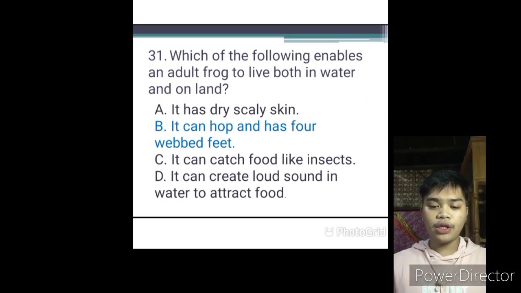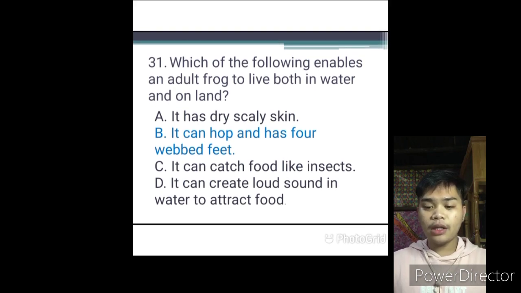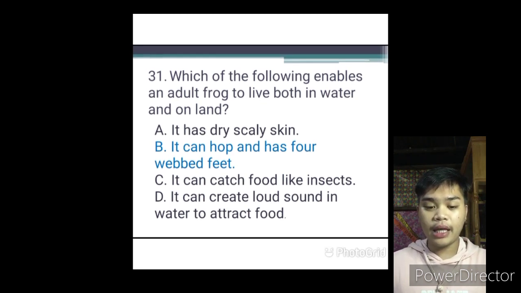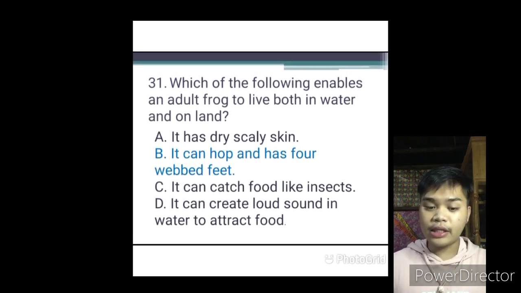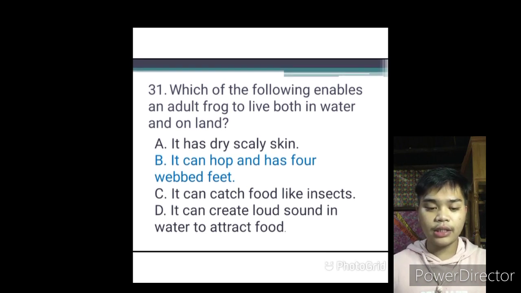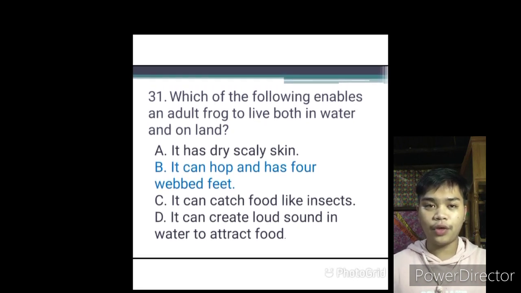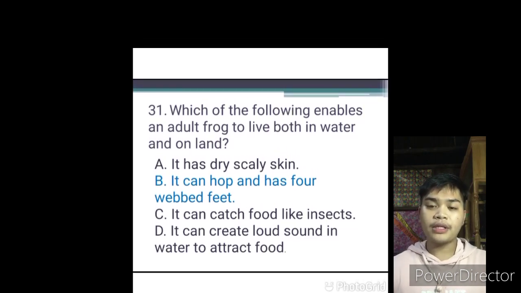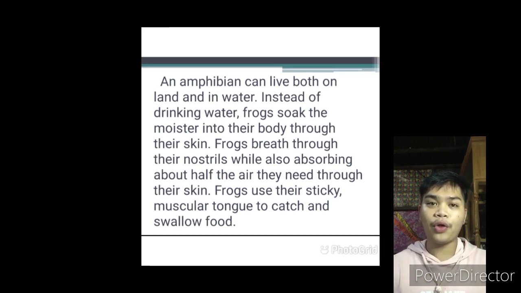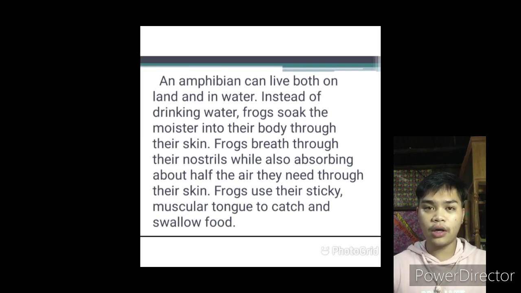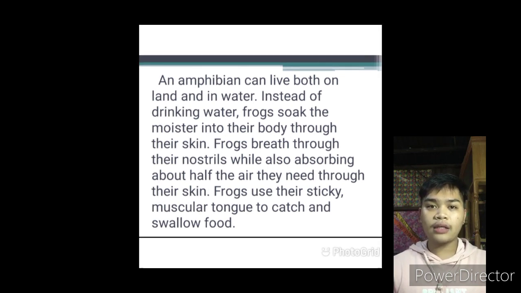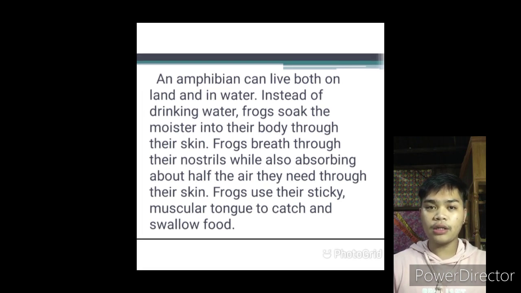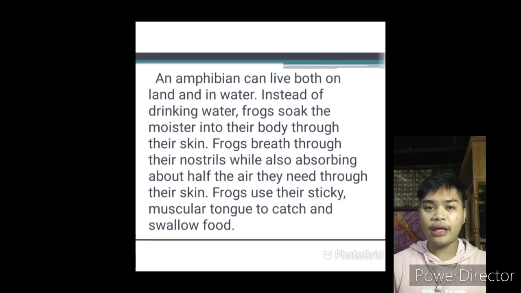Number 31. Which of the following enables an adult frog to live both on land and water? Letter A, it has dry, scaly skin. Letter B, it can hop and has 4 webbed feet. Letter C, it can catch food like insects. Letter D, it can create loud sound in water to attract food. So our answer is letter B. It can hop and has 4 webbed feet because a frog is an amphibian that can live both on land and in water. Instead of drinking water, frogs soak the moisture into their body through their skin. Frogs breathe through their nostrils while also absorbing about half the air they need through their skin.